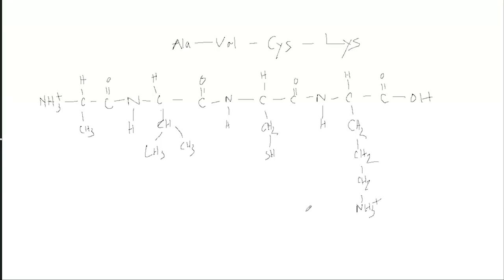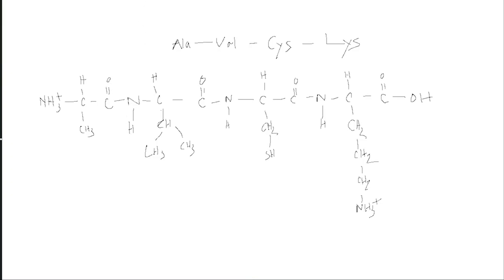Now let's say there is a long chain peptide, right? Let's imagine alanine, valine, cysteine, and lysine as a protein. So now let's draw the protein. Alright, now for this protein, there are 4 amino acids: alanine, valine, cysteine, and lysine. Now I've already drawn the configuration of the protein or the peptide.